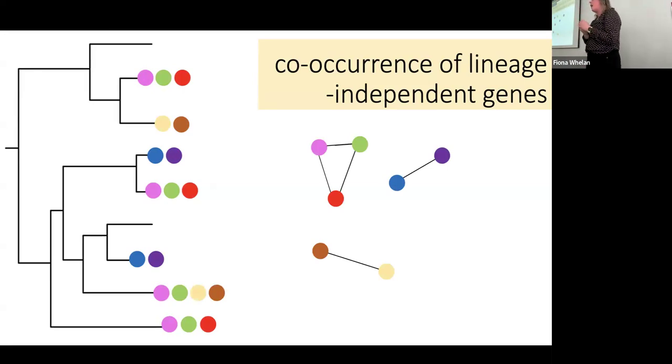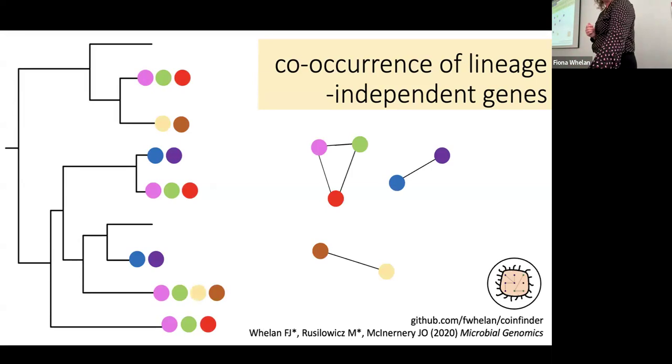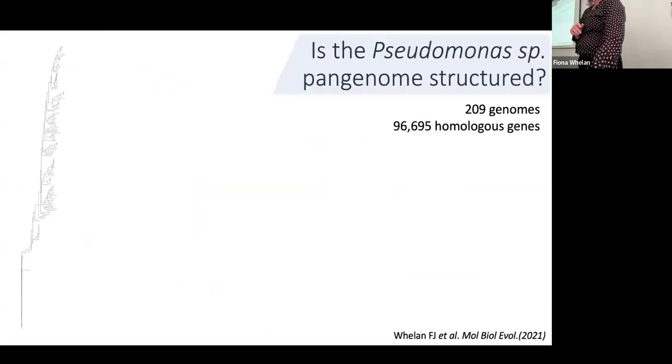This is what I wanted to do at the time, but there was no piece of software to do it. So myself and Martin Russellowicz, who's a really, really talented postdoc with James McInerney as well here in Manchester, together wrote this tool called Coinfinder that can look for these relationships. Once we had the tool, we applied it to a few different pangenomes, but this is the one that I'm going to talk about today.